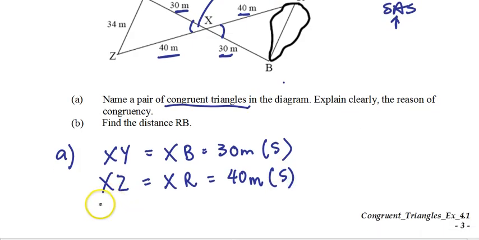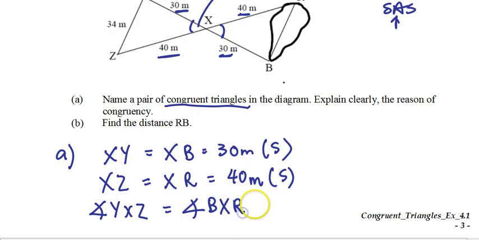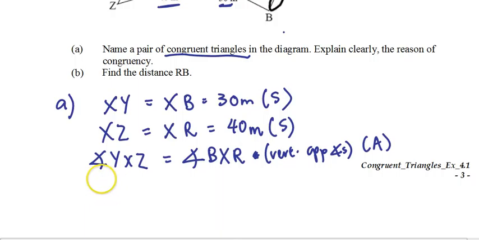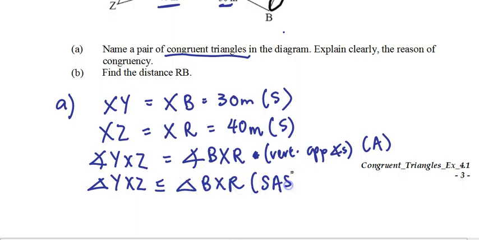And the included angle, angle YXZ will be equal to angle BXR. Now make sure that we write correspondingly. Y will correspond to B, X corresponds to X and Z corresponds to R. And the reason is because they are vertically opposite angles. And this gives you your A. And therefore, you can prove that triangle YXZ is congruent to triangle BXR. And the reason is SAS.